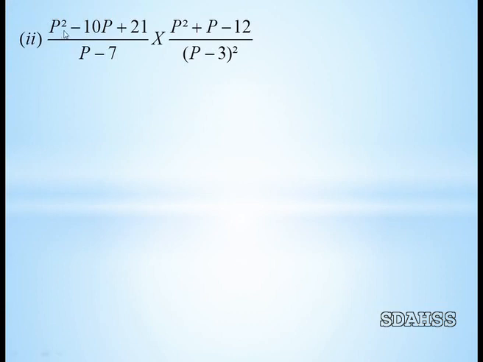Subdivision 2. (p square minus 10p plus 21) divided by (p minus 7) into (p square plus p minus 12) divided by (p minus 3) the whole square. Simplify the given rational expression into its lowest form.